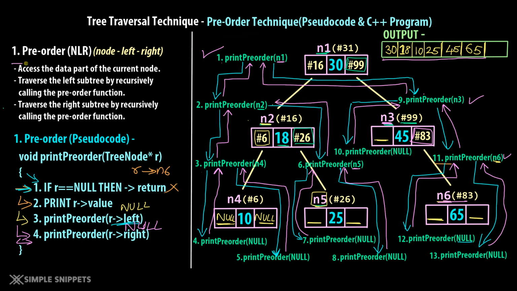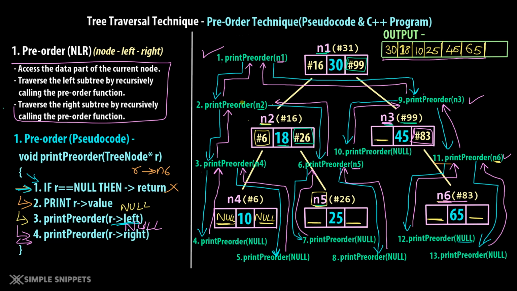Now if you use these plain simple English steps and apply them on the same binary search tree, you'll obviously get the same output. We've already discussed how to use these steps in the previous tutorial. So keep this output in mind, and now we will go to the C++ coding part.